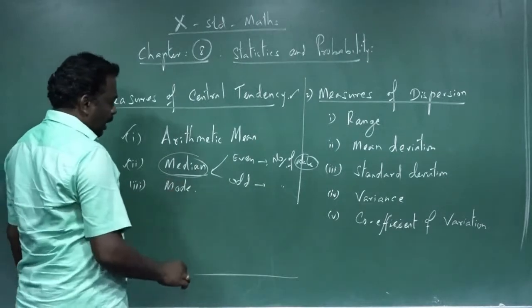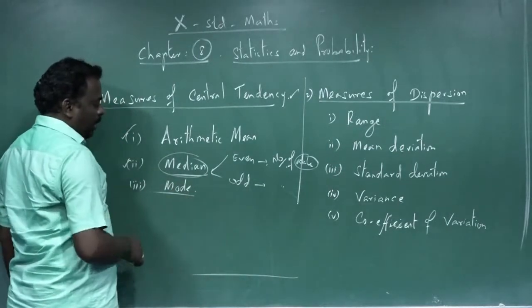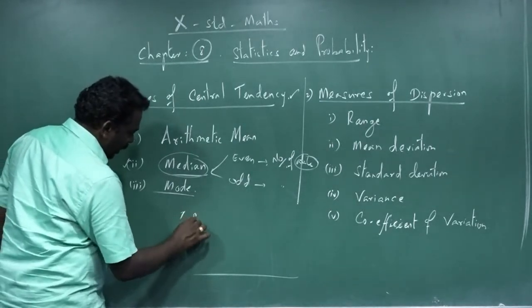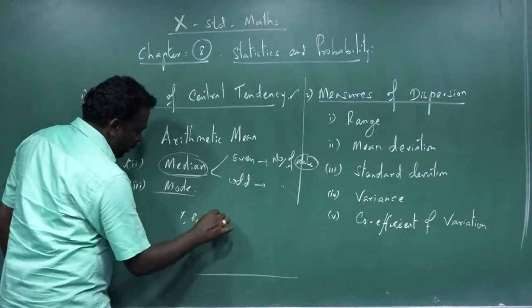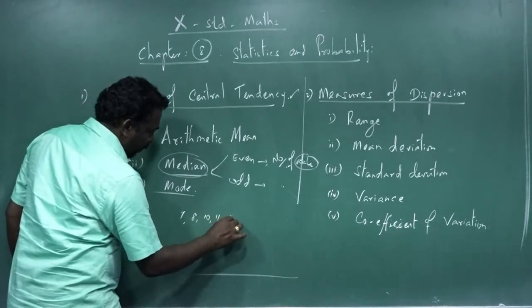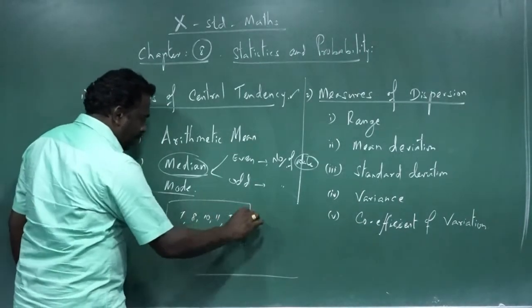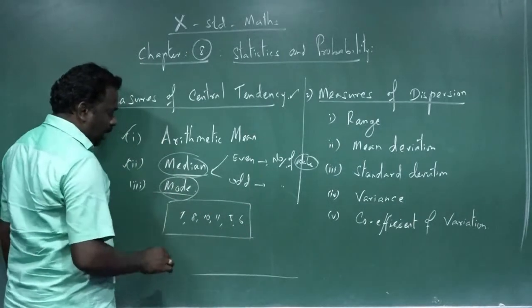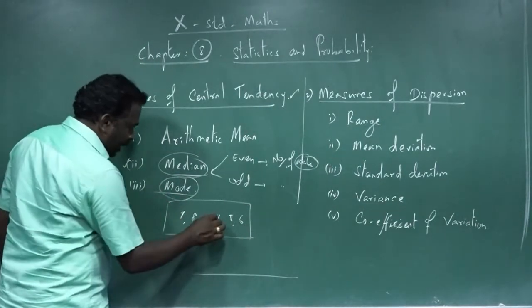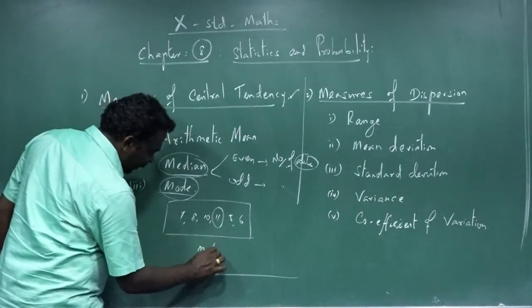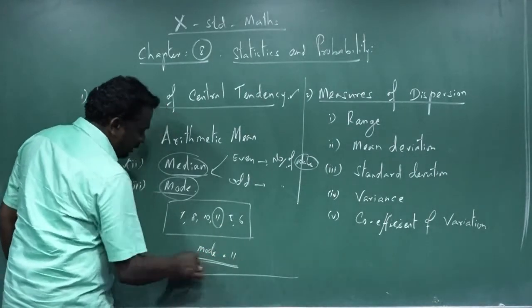And mode is called the highest value of the given data. For example, 7, 8, 10, 11, 5, 6, these data are given. In this given data, we find that the mode is the highest value of the given data. The highest value is 11, therefore the mode of the given data is 11.